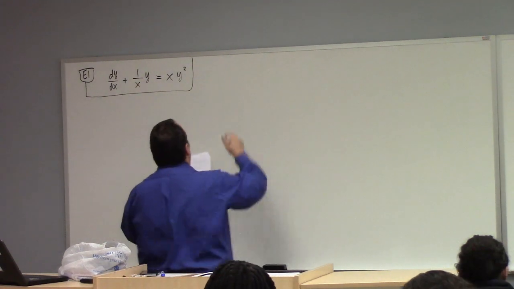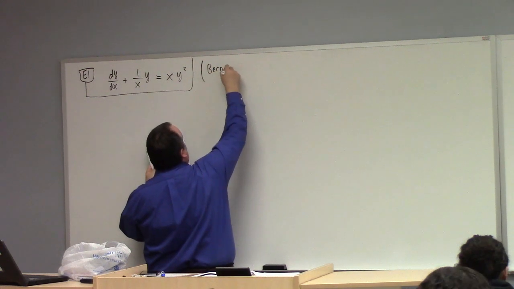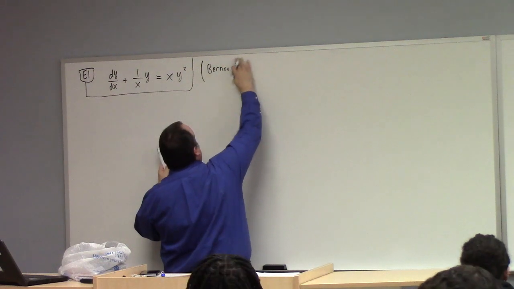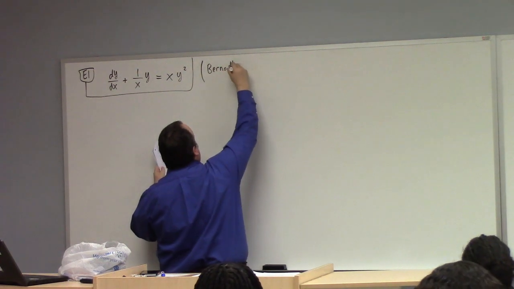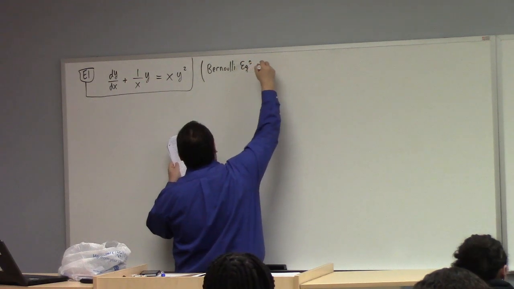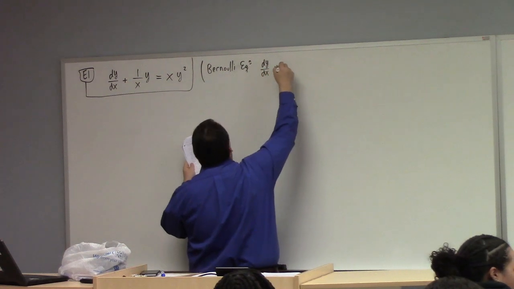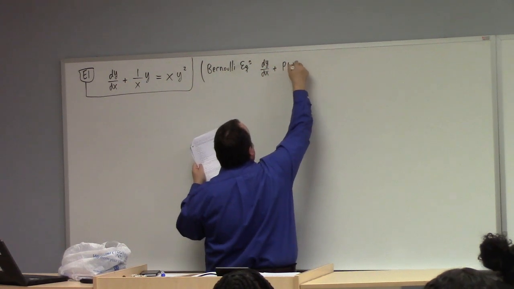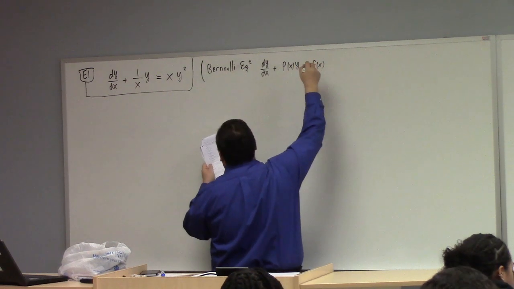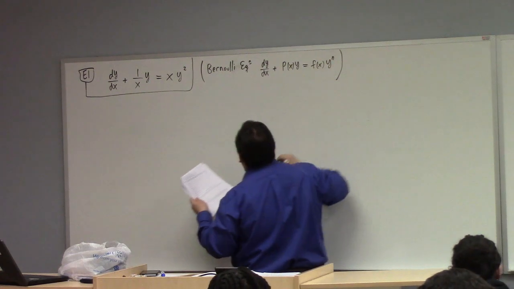So, generically speaking, a Bernoulli equation has the form dy dx plus p of x times y is equal to some function of x times y to the n. All right? That's a Bernoulli equation.